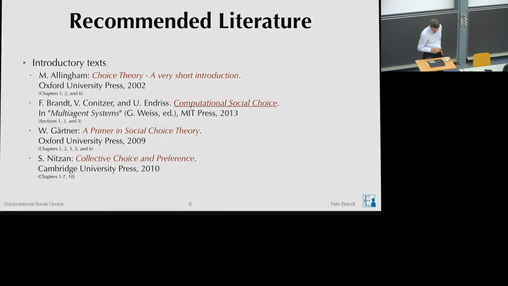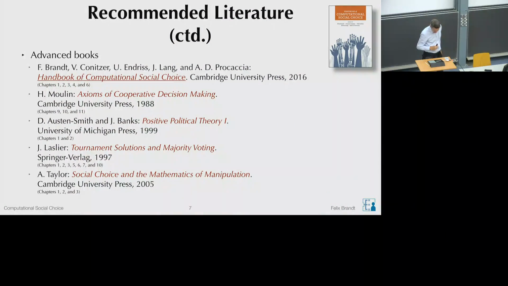This is also on the webpage. And then there are some advanced books, which includes the Handbook of Computational Social Choice, which is a book that I co-edited some years ago, six years ago in 2016 with some colleagues. So that sounds like it's probably exactly what we are doing in this course, but it's not really like that.